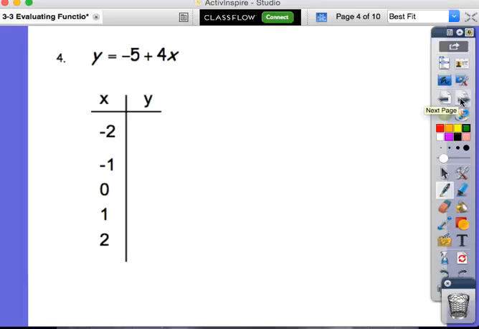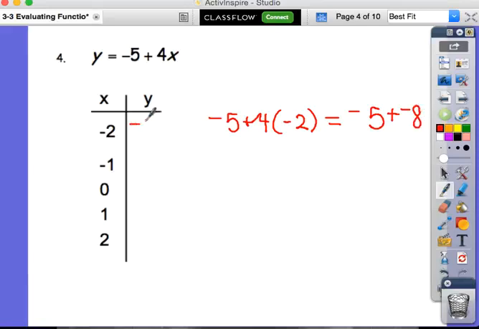Okay, number 4. Now we have no fractions, so that's kind of nice. -5 plus 4 times what? -2, right? That's the first number you're going to plug in. So this is going to be -5, 4 times -2 is -8, so plus -8, which would be -13. Good.